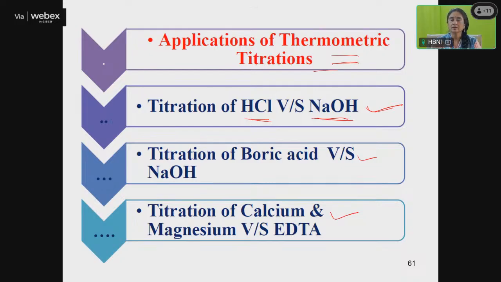Since these are all associated with some heat change during the process, this can be done by thermometric titration also, because while doing this type of analysis, when you are using an acid and adding a base to it, or taking a base and adding acid to it, you must feel the change in temperature in your hand. So when you are feeling the change in temperature, that means heat change is involved. So it can be done by thermometric titrations also.